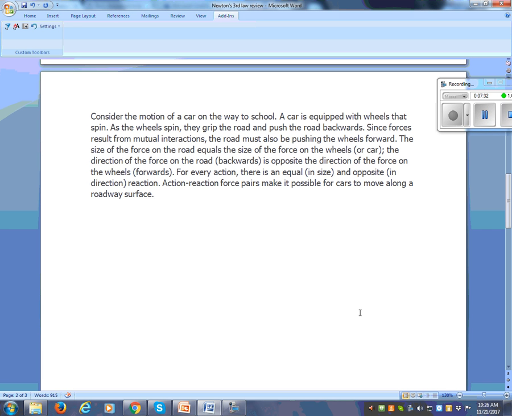Consider the motion of a car on the way to school. A car is equipped with wheels, as you may be familiar with, that spin. As the wheels spin, they grip the road and push the road backwards. Since forces result from mutual interactions, the road must also be pushing the wheels forward. The size of the force on the road equals the size of the force on the wheels or car, and the direction of the force on the road, backwards, is opposite the direction of the force on the wheels, forwards. And again, for every action, there is an equal in size and opposite in direction reaction. Action-reaction force pairs make it possible for cars to move along a roadway surface.